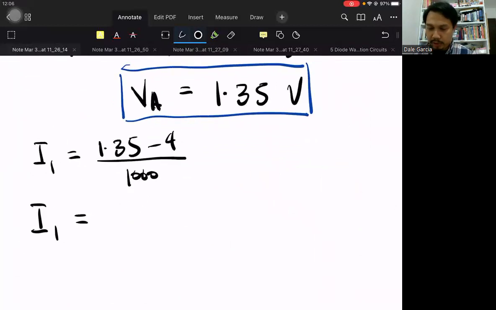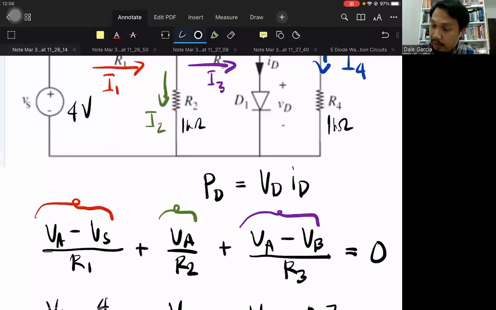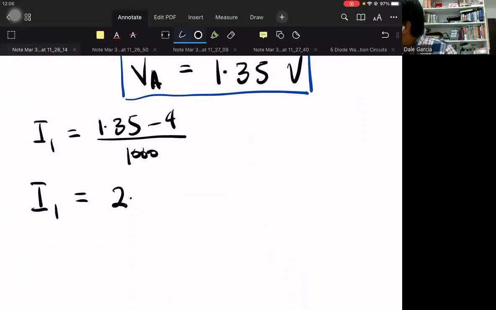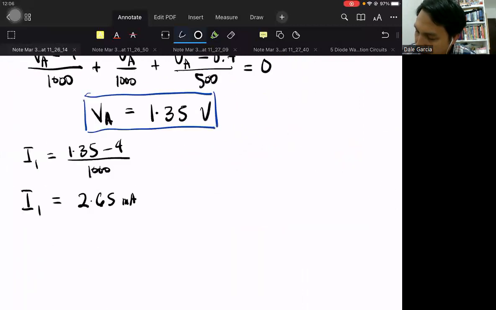So 1.35 minus 4 over 1K is 2.65 milliamperes. If it's negative here, it's negative 2.65 in that direction, so it is positive in the opposite direction, which coincides with our red arrow. So I1 is 2.65 milliamperes.